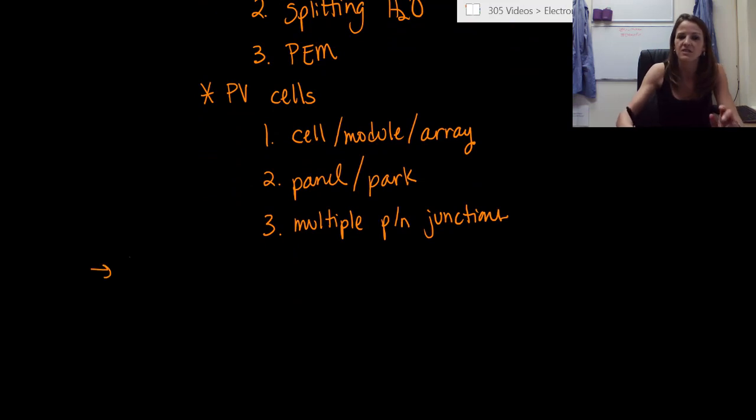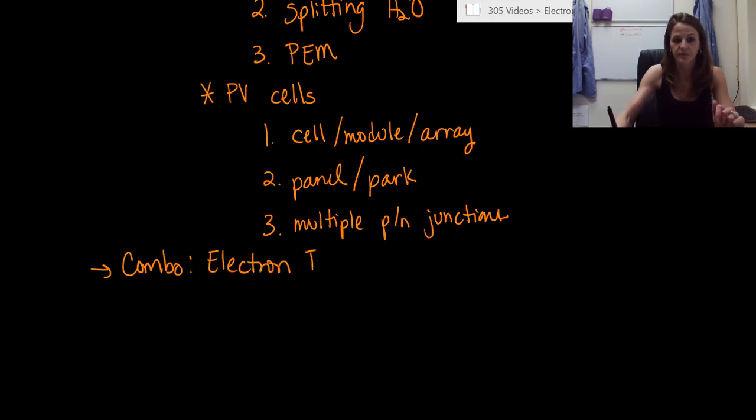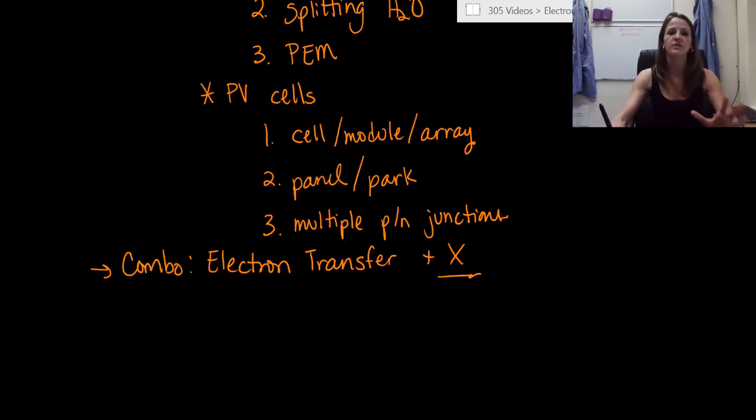Then we did some combo sections, and I'm just going to call it combo. What I mean by that is electron transfer plus X, and this X is going to be variable. We looked at a couple of different systems that use electron transfer with some other source of energy, some kind of battery or something like that. And so the first thing we looked at were our hybrid cars.